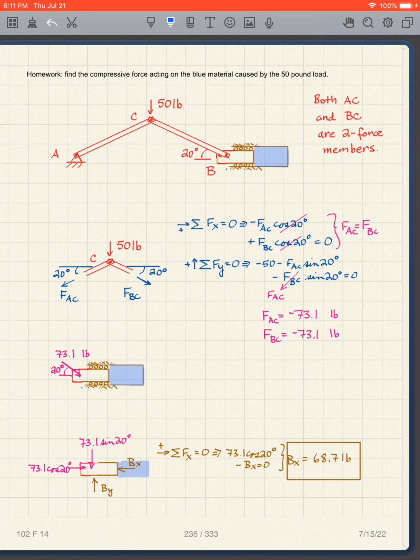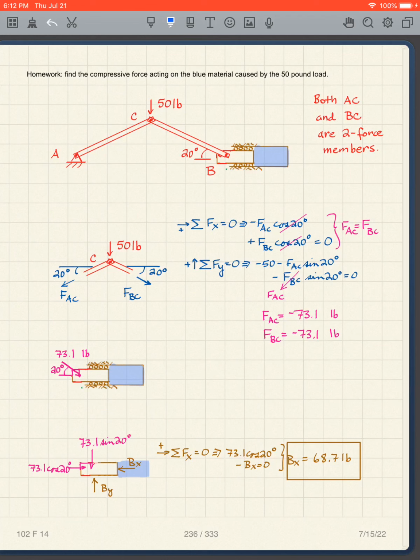in the x direction, what do we learn? We learn that FAC is equal to FBC, and then we take the sum of the forces in the y direction. I'm going to let you do that. And we end up with FAC and FBC are negative 73.1 pounds each. So when I look at my piston again, notice the piston, I've got rollers above and below here. So that's got to stabilize this piston. So I have forces from above, forces from below.